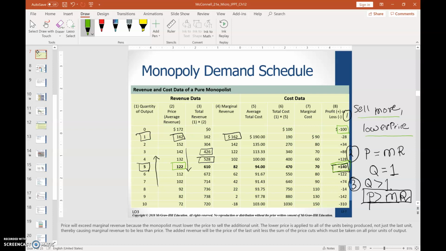If the monopolist is charging 172, it will incur a loss of $100. But rather, it is going to charge a price of 122. If it does that, there will be a profit of $140. So rather than charging the maximum price, it will charge the price at which the total profit is maximized.